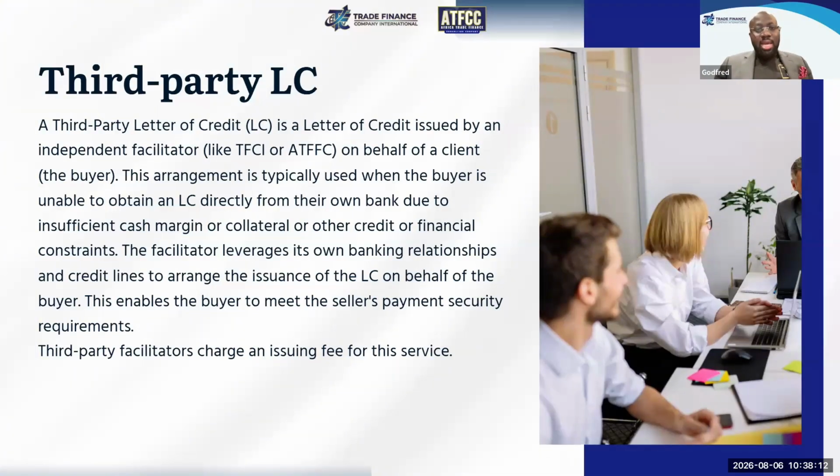We help clients that are constrained by several factors, which actually puts them at a big disadvantage when they need to secure a purchase or a deal or a contract. They come to us and we leverage our banking relationship and credit lines to assist them for a fee. Next slide.